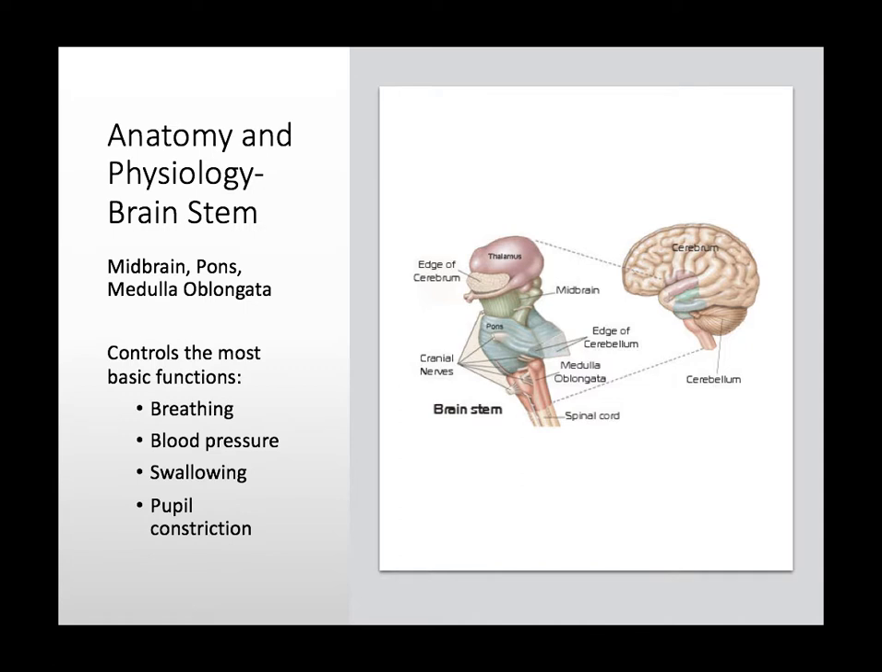Brainstem. So this is the midbrain, the pons, and the medulla oblongata. It controls the most basic functions. So it has a bunch of different parts. The most important ones are the midbrain, the pons, and the medulla oblongata. These are all responsible for breathing, blood pressure, swallowing, and pupil constriction. So basically, the brainstem is going to be doing anything involuntarily. All of the functions that our body needs to do without us actively thinking about it, the brainstem is going to control that.